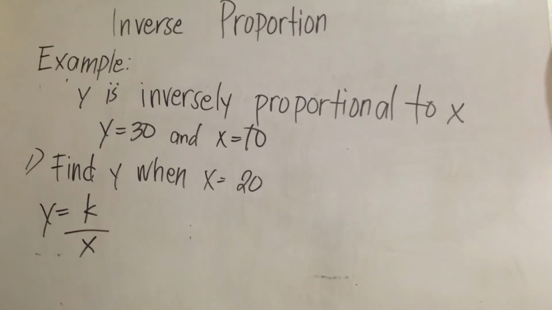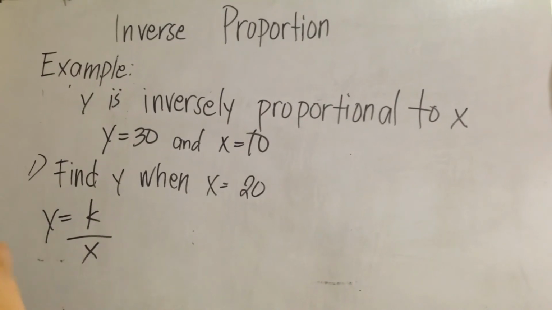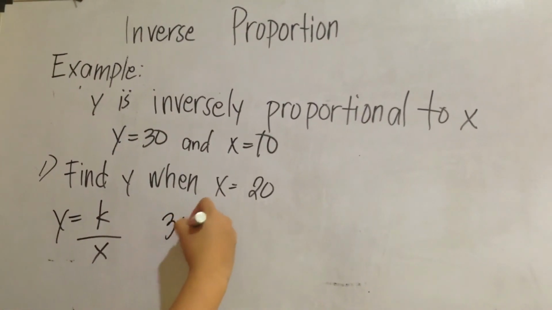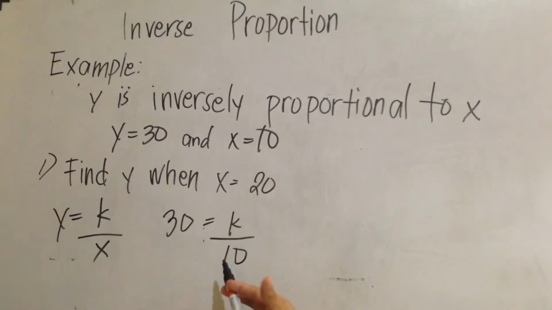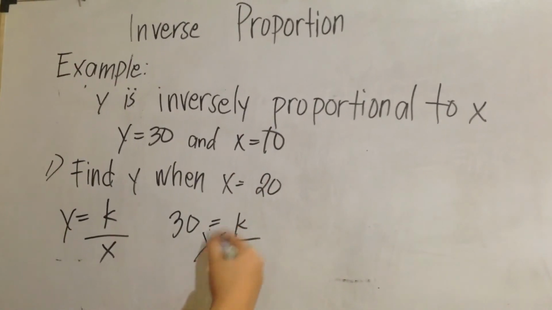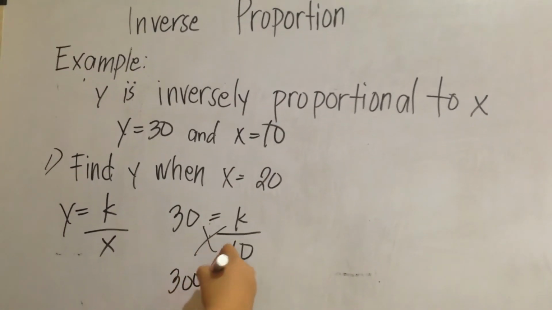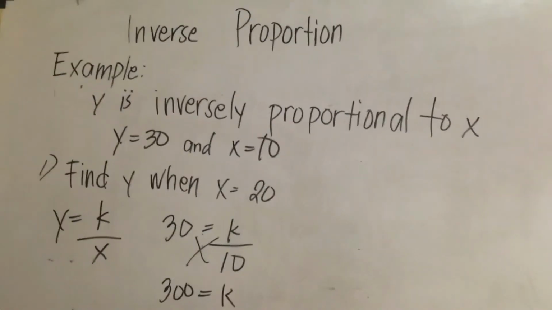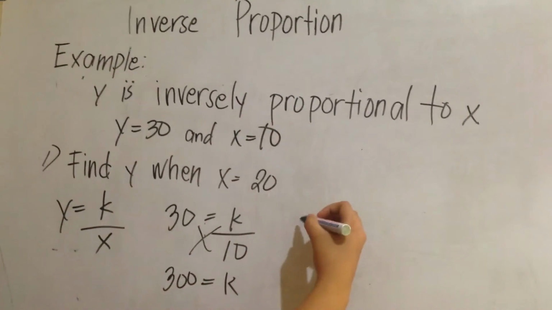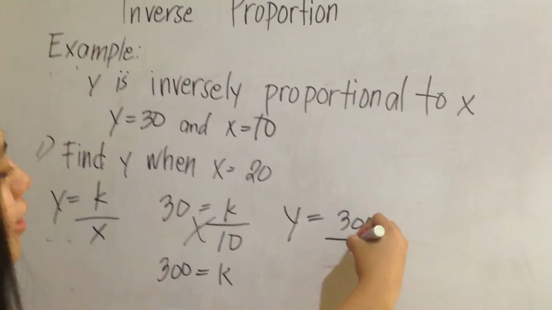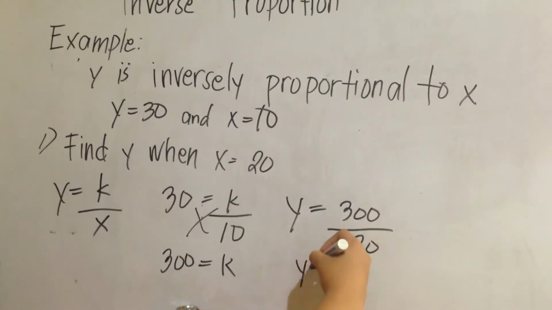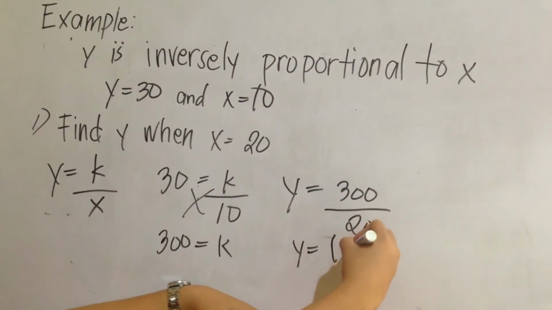While in inverse proportion, when one value decreases, the other value increases at the same rate. Like in direct proportion, we must first find the constant value. So substitute the y and x by the given. Then perform the cross multiplication. 300 is equal to k. Then find y in terms of x. y is equal to the constant value 300 divided by 20. So y is equal to 15.